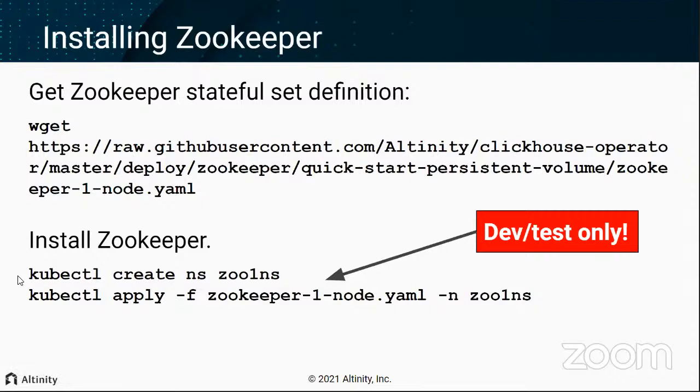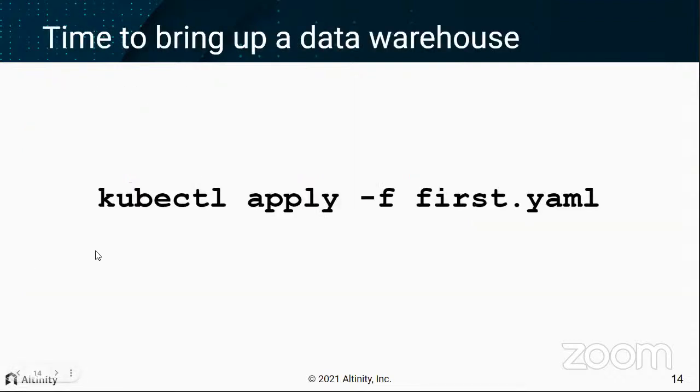Once those are running, you can bring up a data warehouse that actually does some fun things like sharding and replication. And so what we're going to do is create a file called first.yaml, and we're going to apply it. This is the only command that you need to bring up as big a ClickHouse cluster as you could possibly wish to have. But the point is that you need to put some stuff in that file.